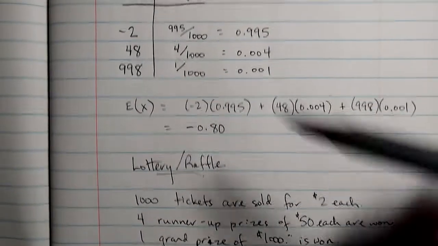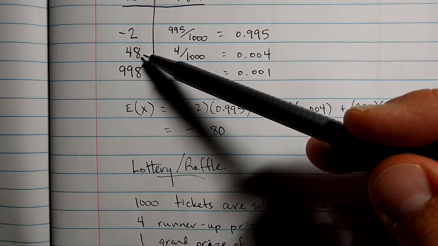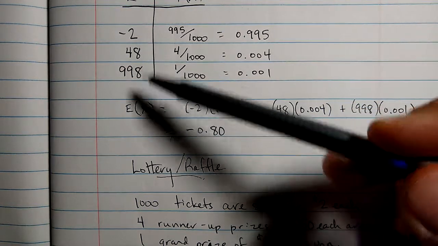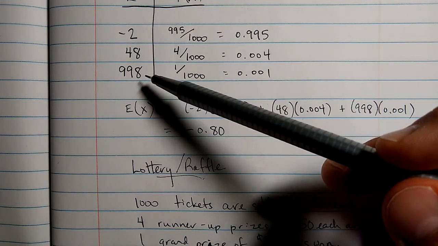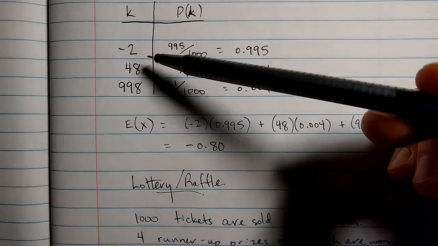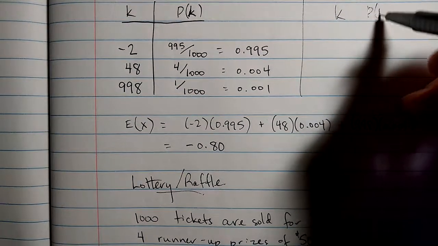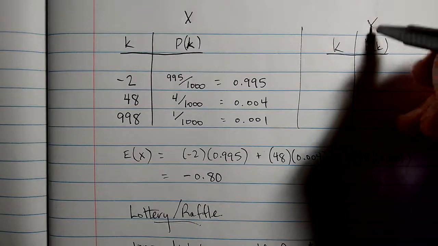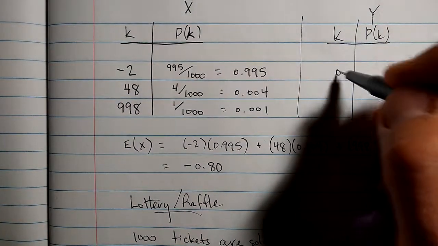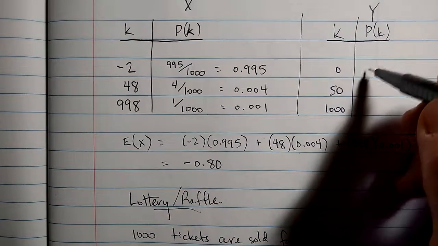So this is where our table comes from. Negative 2, not 0 for a losing ticket. 48, not 50 for a ticket that's a runner-up. And 998, not 1,000 for the grand prize winning ticket. Now you could instead have a different table, a very similar one. Different random variable because the value is calculated differently. Maybe this is x, and this one is y. And these values could be 0, 50, and 1,000. And the same probabilities would occur.